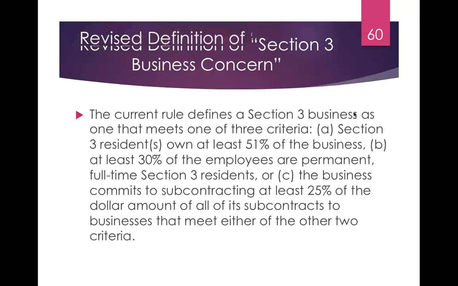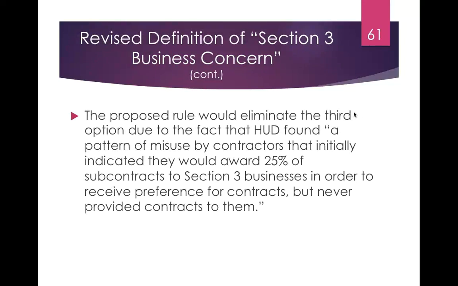The proposed rule would eliminate the third option due to a pattern of misuse by contractors, who initially would award 25% of subcontracts to Section 3 businesses in order to receive preference for contracts, but never provide contracts to them.